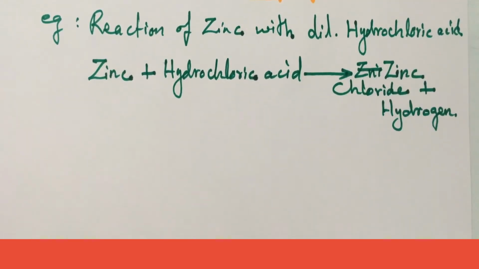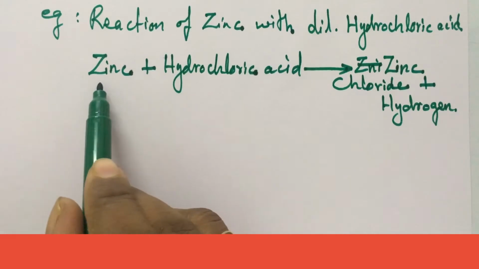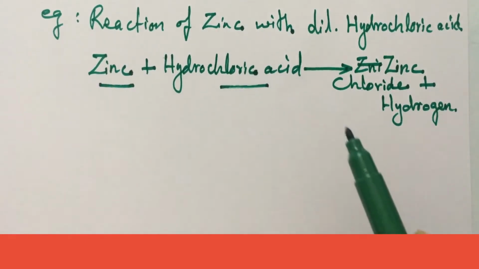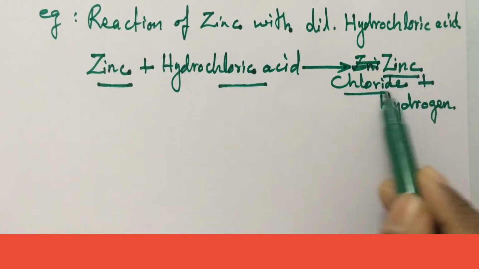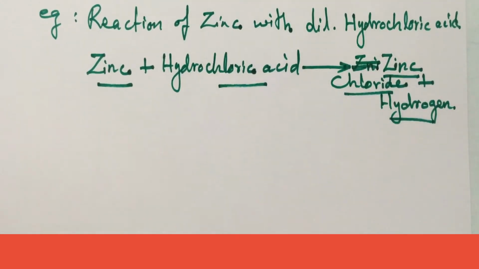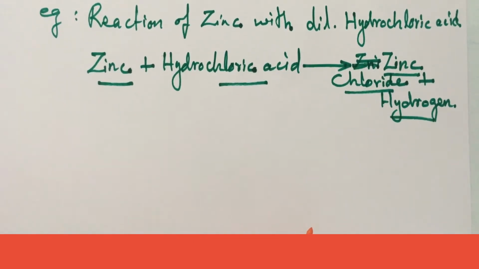So children, here are the reactants. We have zinc and hydrochloric acid, isn't it? And they produce zinc chloride and hydrogen as products, isn't it? Now the second step we are moving into. What is the second step? The second step is to write the proper chemical equation.